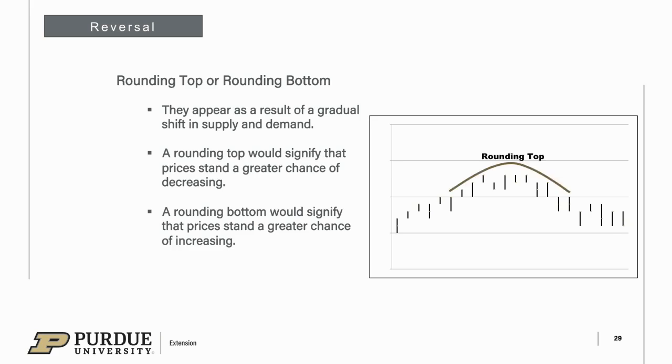And it's just a gradual change, and just like we show here in our chart, we have a rounding top. So it's marked in our brown line, and we can see that prices have gradually increased, and then now we're starting to fall down. And it signifies that prices are in a decline.